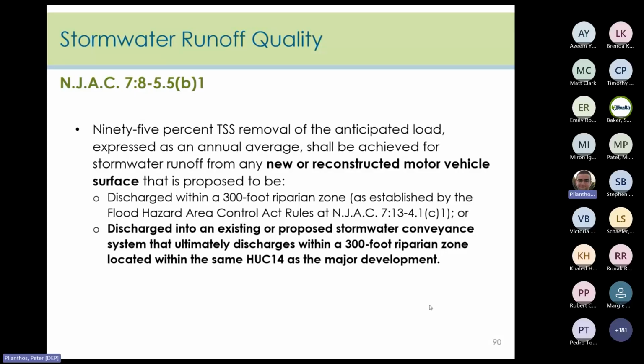At NJAC 7:8-5.5(b), you will find the standards for TSS removal. Here at section B1, you see 95% TSS removal shall be achieved for stormwater runoff from any new or reconstructed motor vehicle surface that is proposed to be discharged within a 300-foot riparian zone or is discharged into an existing or proposed stormwater conveyance system that would ultimately discharge within a 300-foot riparian zone that's located within the same HUC 14.